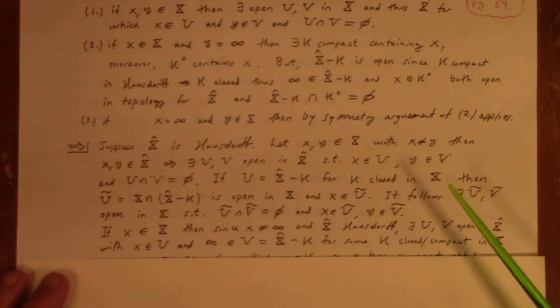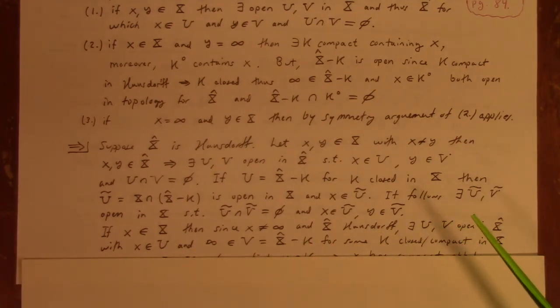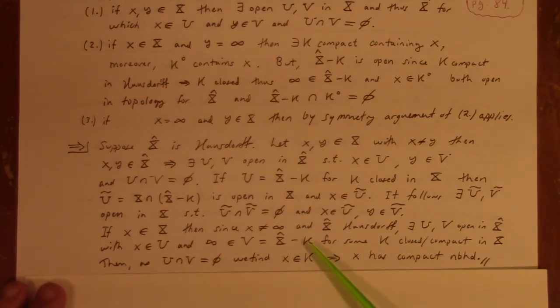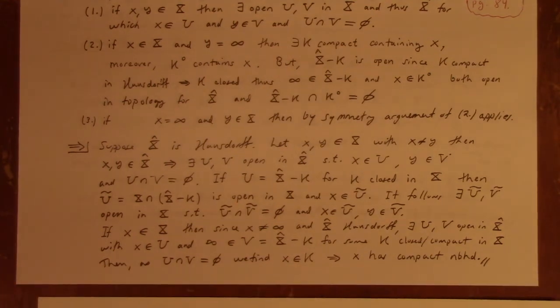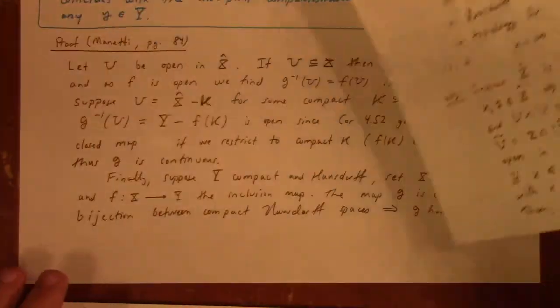All right, so anyway, coming back to the issue of the compact neighborhood, we have X hat Hausdorff, so there exist open U and V, and since V is open and it's a neighborhood of infinity, that means it's the complement of X hat by some closed compact set, and consequently that means X has to be an element of that K. That means then that X has a compact neighborhood, so it's just that. But anyway, this is all of about two lines in Munkres, so I don't know why I'm blathering on so much about it, but there it is.